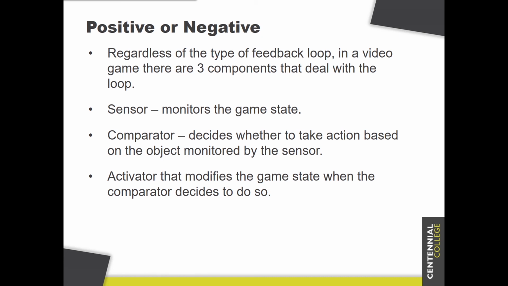So let's go on now to the idea of what we need to create a positive or a negative feedback loop. There are three components: a sensor, a comparator, and an activator. The sensor really just monitors the game state. It sends information back to the comparator and says, hey, this is where we stand. The comparator, in turn, decides what action should be taken. Should it be made more difficult? Should it be made easier, based on the input from the sensor? And lastly, the activator then modifies that game state based on what the comparator decides. So the activator itself is what goes ahead and makes the decision to change the game as it's moving forward.